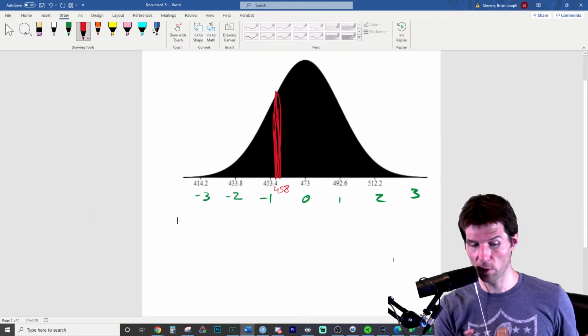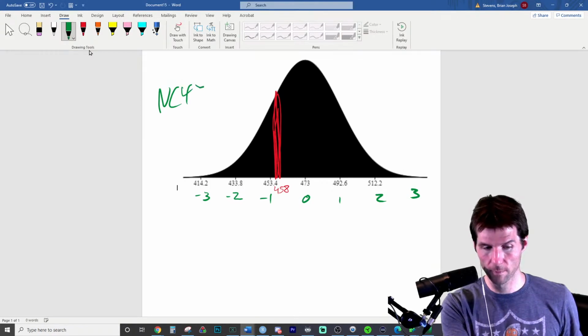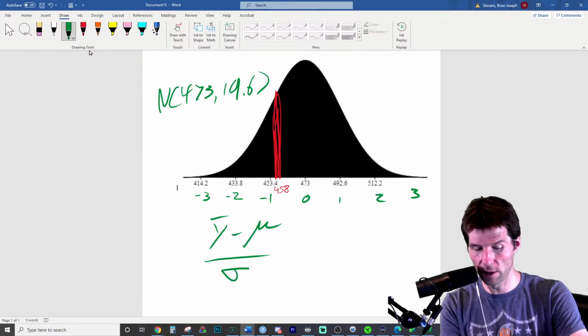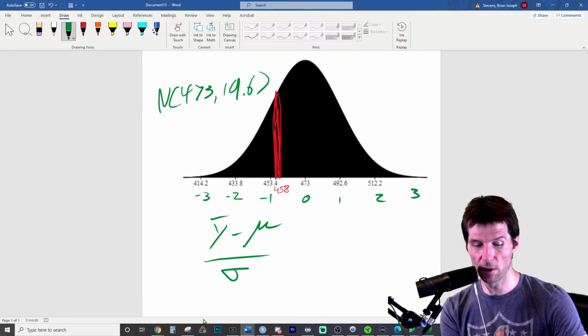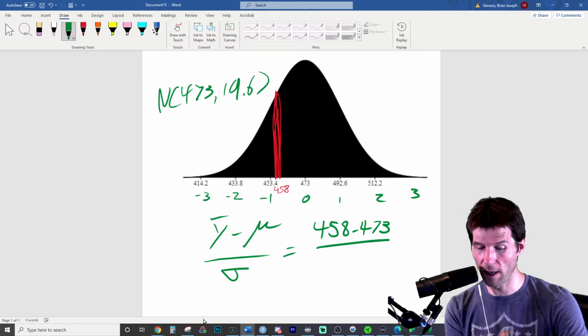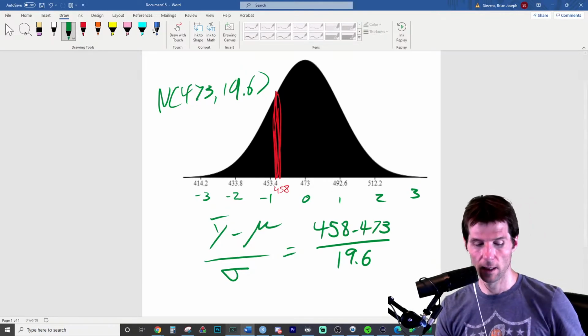The formula for a z-score, and this is where it gets a little bit easier. This is a normally distributed curve with a mean of 473 and a standard deviation of 19.6. And so now we do observation minus mean over standard deviation, which is we observe 458. We subtract from it 473 because that's the mean right there. And then we divide by 19.6. And we know the answer should be close to like negative 0.9. We know it should be close to that.